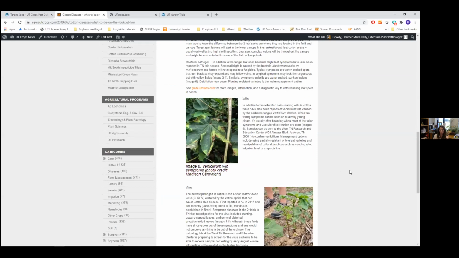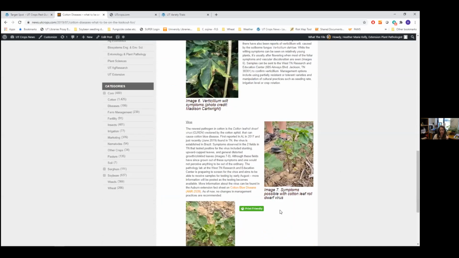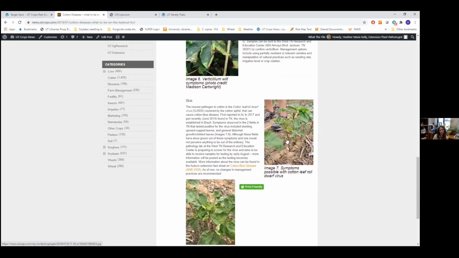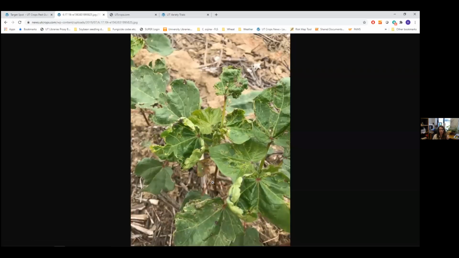It even talks about the wilts and then the newer virus that is being picked up in cotton that you should be aware of. The most distinguished symptom, although there's many different symptoms that have been associated with this virus, are kind of these crumpling of the leaves, if you will, just distorted, but not to say other things couldn't also cause similar damage as this.